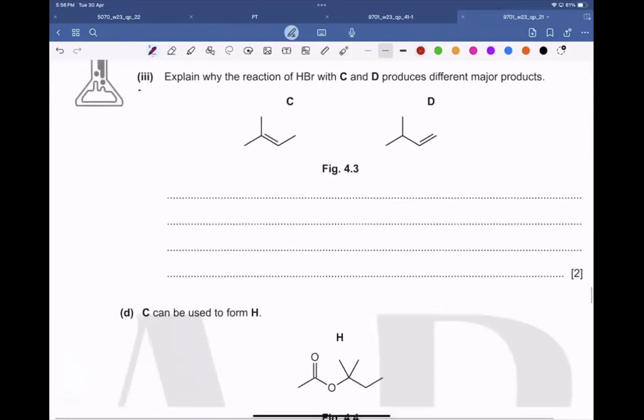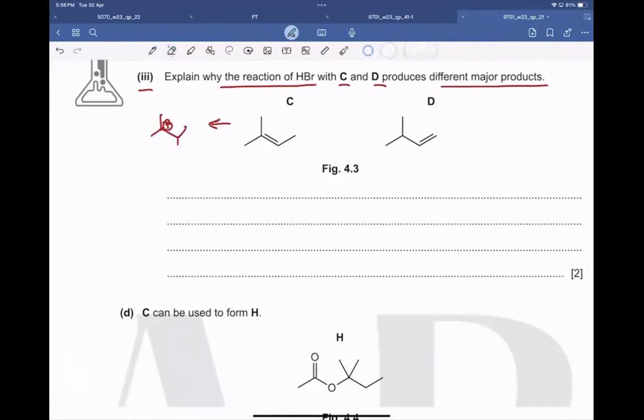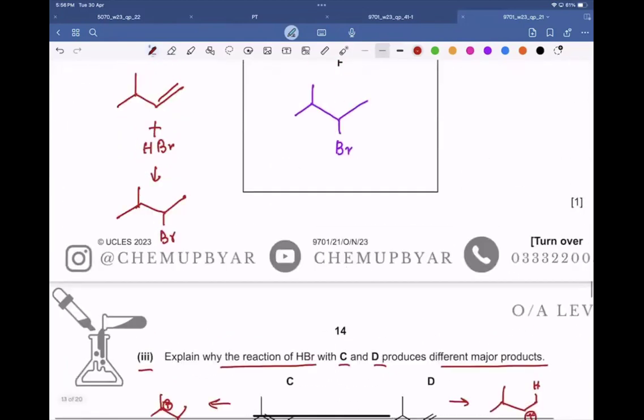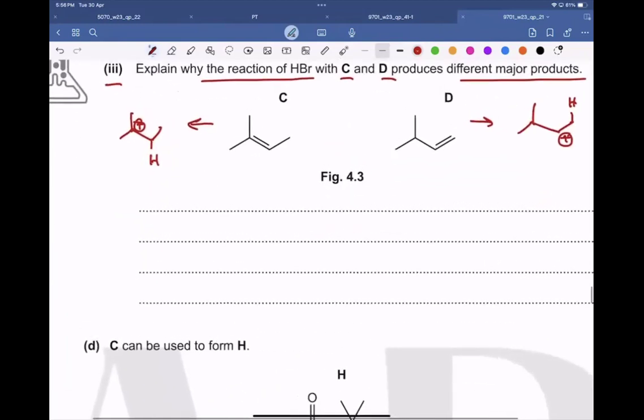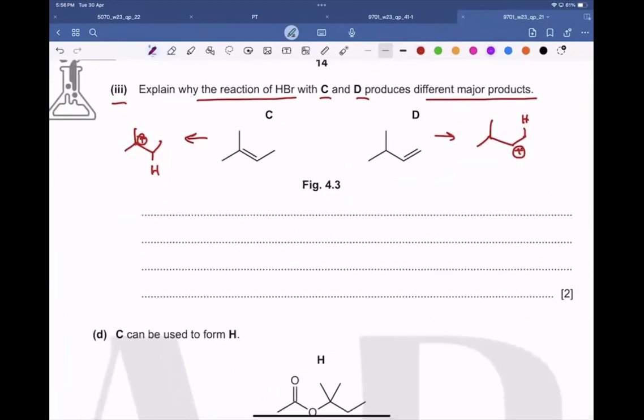Now, third part, explain why the reaction of HBr with C and D produces different major products. If you see, in C, we got this as a carbocation, right? Because hydrogen bonded over here, and this carbon becomes a carbocation. It is because the bromine got bonded here, so it's clearly identifiable. It's a tertiary carbocation, made because the carbon which becomes positive has 3 more carbons.